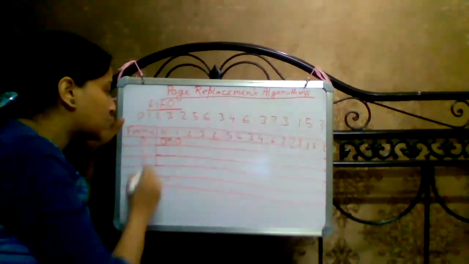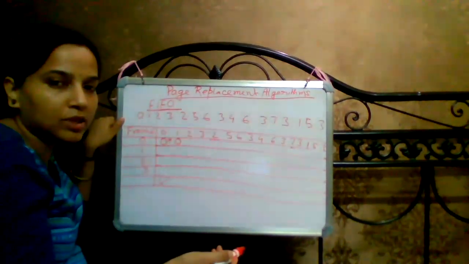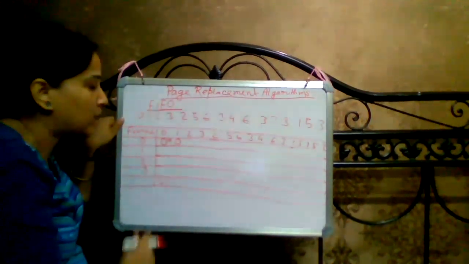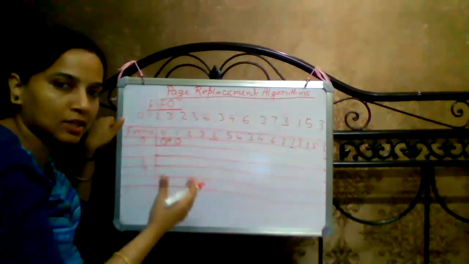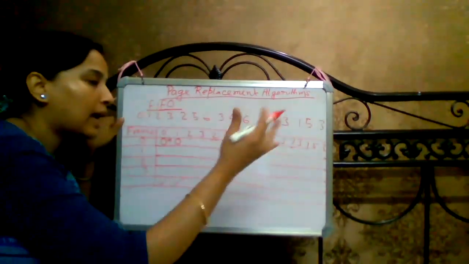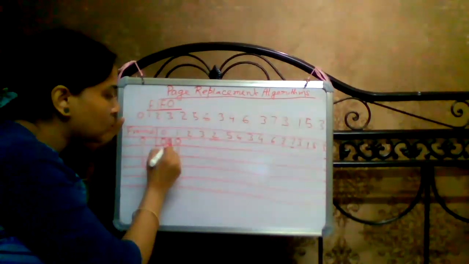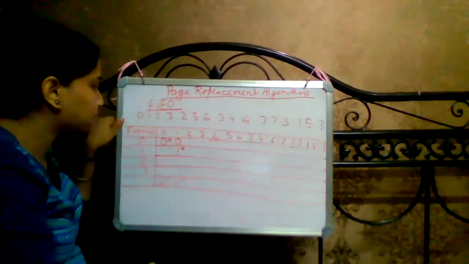Same thing, 0 is there already at frame number 0. Second, the second executing page will be 1. That is also not present in these 4 frames. So a page fault occurs and it is brought from the secondary storage device, that is 1. So that is the running executing page.